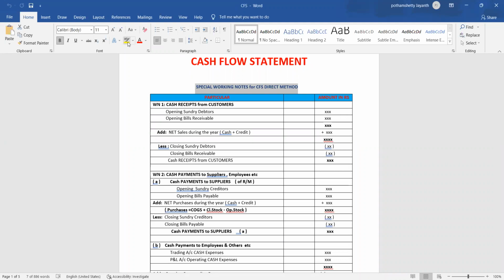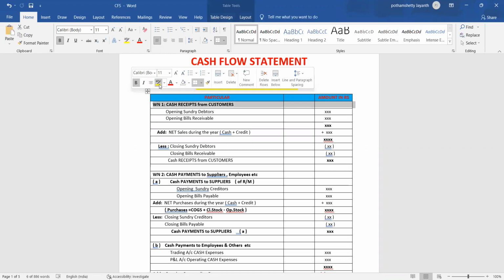So we are discussing cash flow statement under direct method, and in this we are going to discuss now working notes which are specially for direct method. So first we need to calculate cash received from customers. This is the first point under direct method. So how to get cash received from customers, that we are going to see.